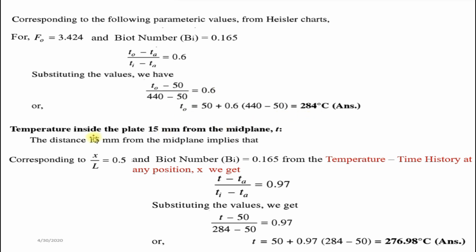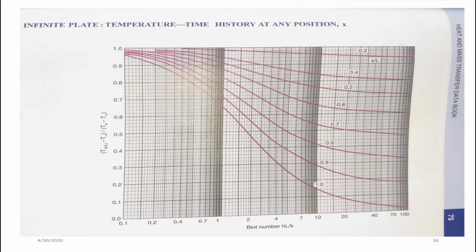Now we have to find out the temperature inside the plate 15 mm from the mid plane. That means what? It is the temperature time history at any position x. The position is given, 15 mm. That is why you have to use the second graph of the infinite plate, that is here. The second graph of the infinite plate is the temperature time history at any position x. The appropriate graph you have to use.